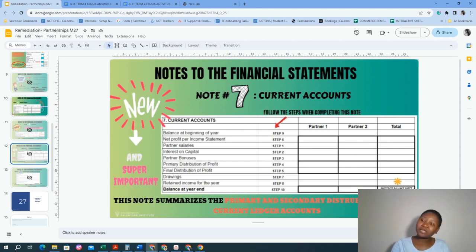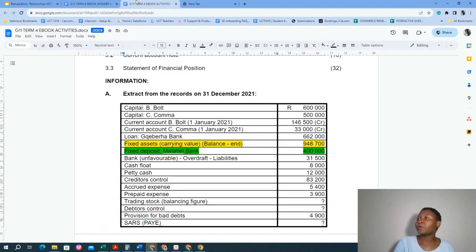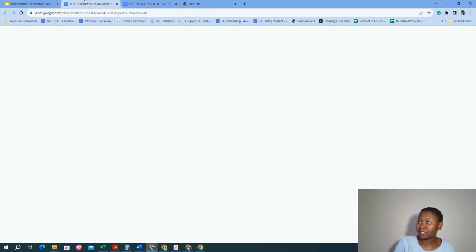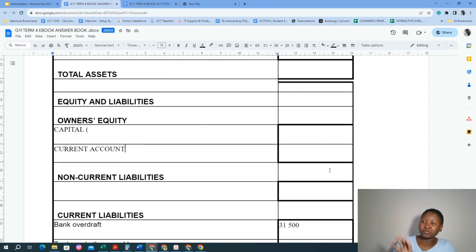You get it? Obviously, sometimes if we don't require you to do this note, there might be extra information that you have to take into account and figure out to get the balance that must be posted into your balance sheet. Once you have your capital as well as your current account, you add those two together and you get your owner's equity, and you put it there.